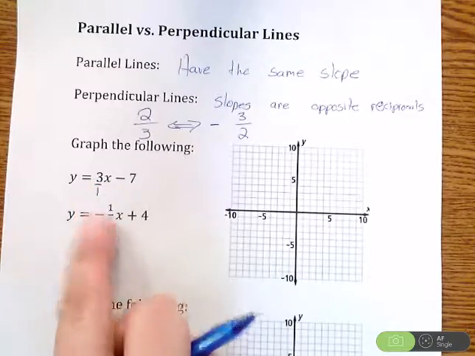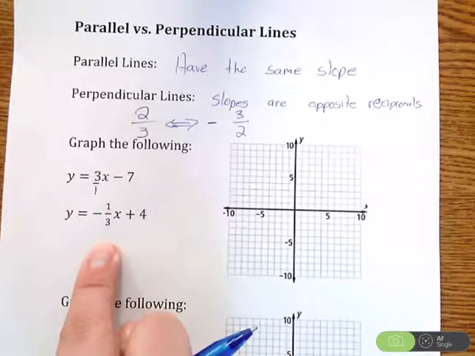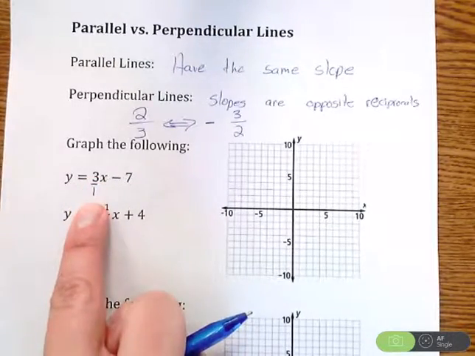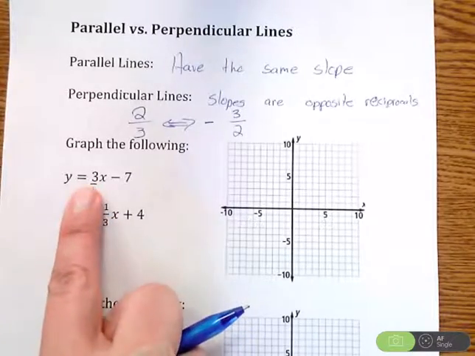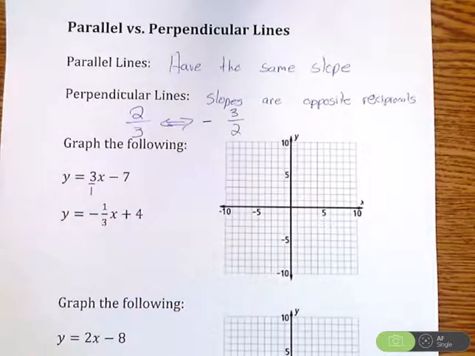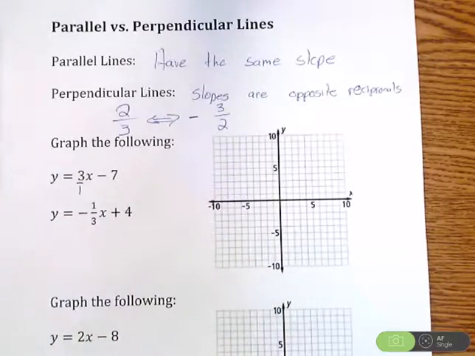Looking at them, I already know they're not the same slope, so I know I don't have parallel lines. But if I take 3 over 1, flip it, and take the negative of it, I have negative 1 over 3. So these should be perpendicular lines. So I'm going to real quickly graph this.